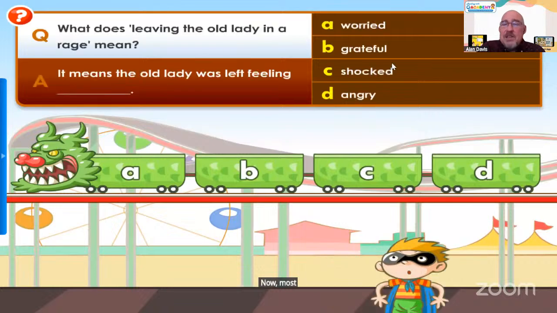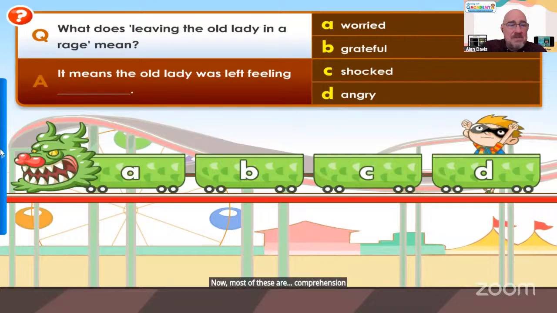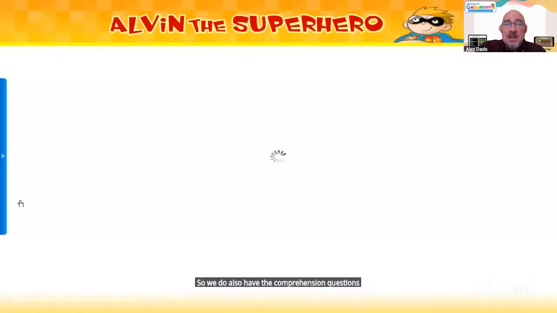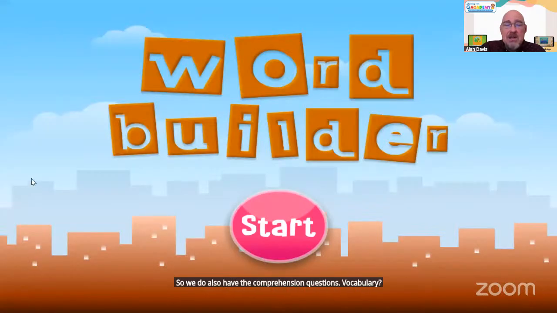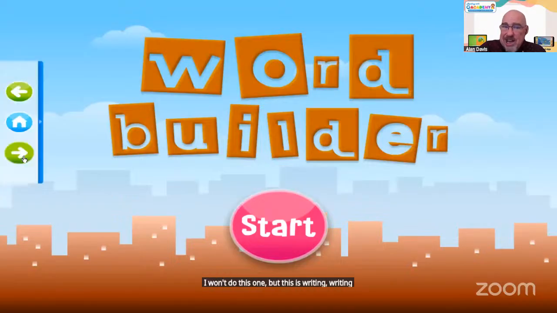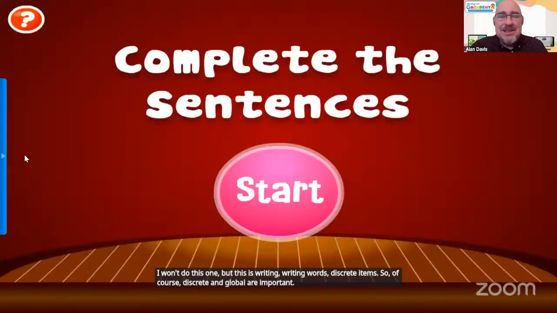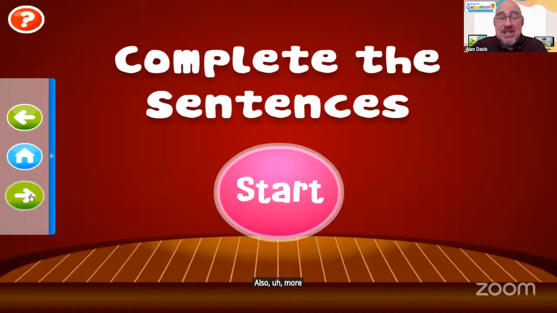Now, most of these are comprehension questions. So we do also have the comprehension questions. Alvin the superhero. Vocabulary. Word builder. I won't do this one, but this is writing words, discrete items. So, of course, discrete and global are important. Complete the sentences. Also, more focused on discrete and vocabulary.